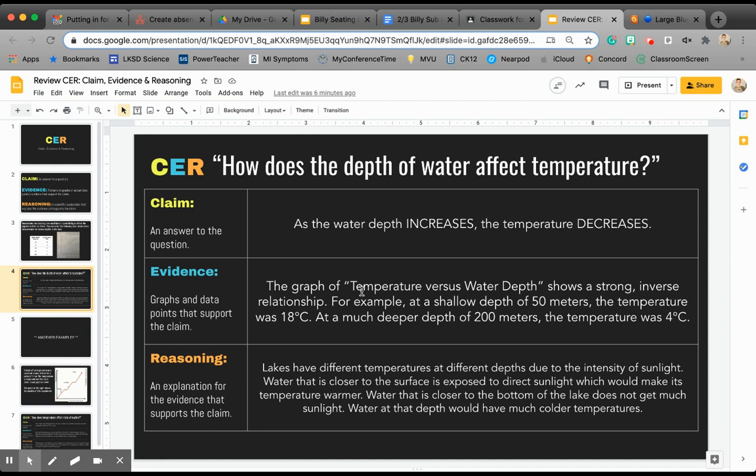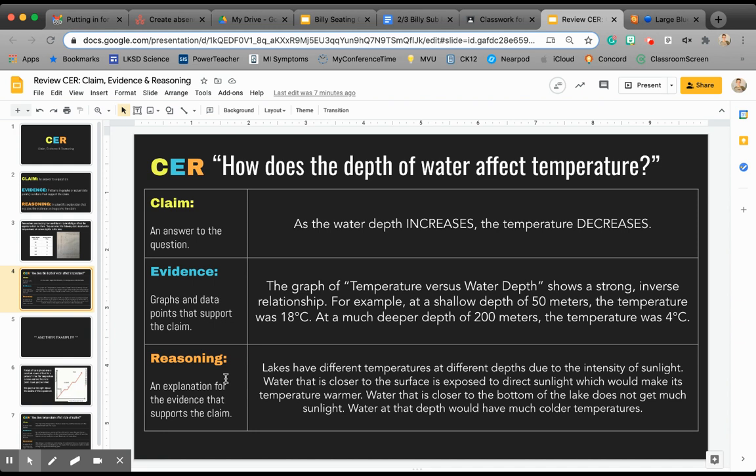Okay, so evidence, again, I'm using words like strong, weak, or no relationship. I'm using words like inverse relationship or direct relationship or nonlinear relationships, right? If it kind of curves as well. So that's all part of my evidence. It's just data.